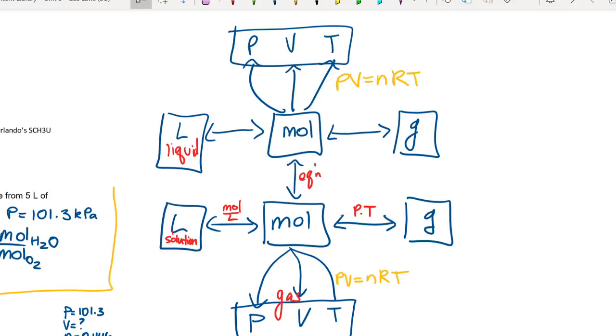And then where's the PV equals nRT in this step? Do we do it first? No, we do it here. So you're going to do this step, then you'll do PV equals nRT. Does that make sense? Do you want me to give you a couple minutes to do that, or do you want to go through it with me?